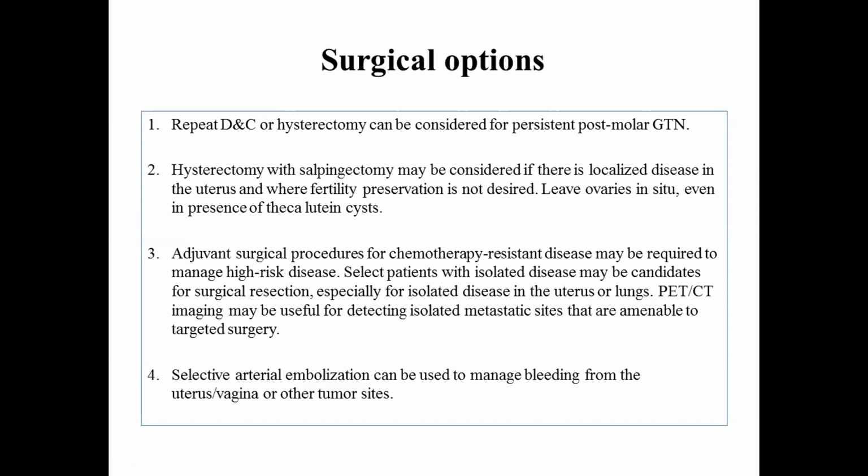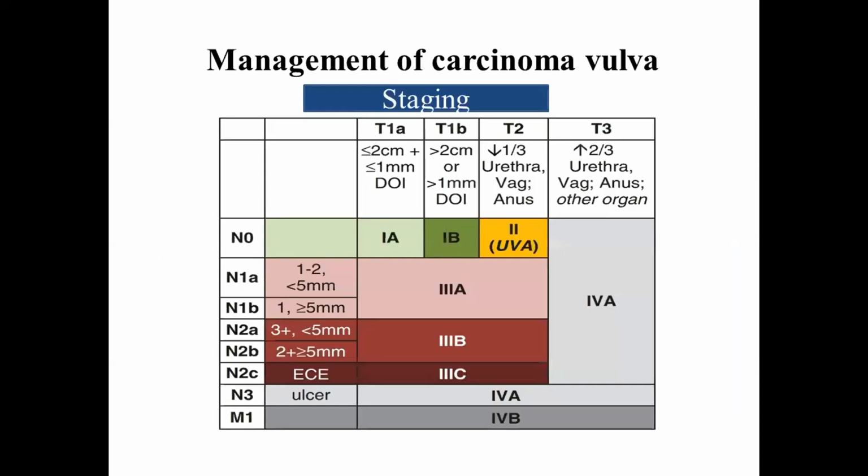Adjuvant surgical procedures for chemotherapy-resistant disease, it may be adjuvant, it may be salvage also, may be required to manage the high risk disease. Select patients with isolated disease may be candidates for surgical resection, if it is an isolated recurrence in the uterus or lungs. PET CT imaging may be useful for detecting isolated metastatic sites that are amenable to targeted surgery. And lastly, selective arterial embolization can be used to manage bleeding from the uterus or vagina or from other tumor sites.